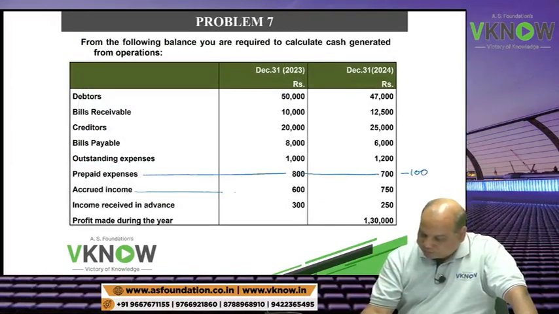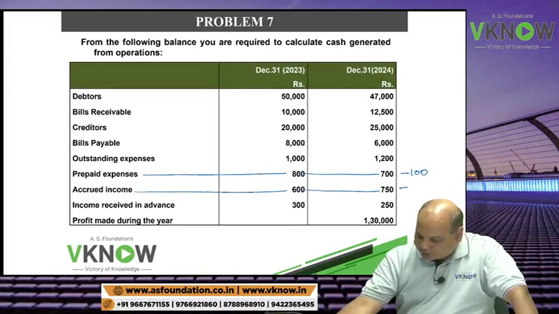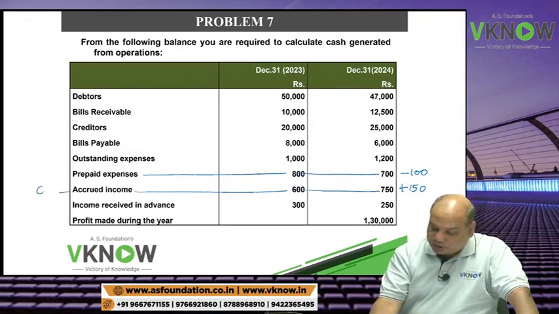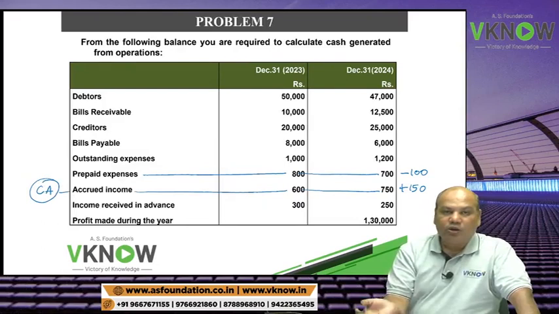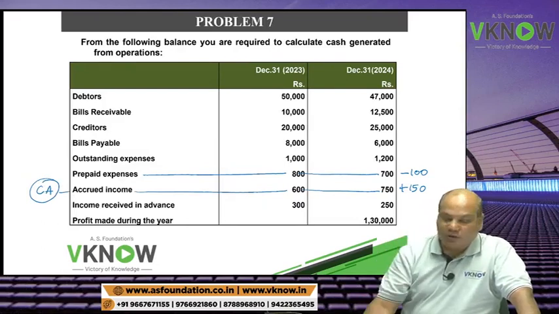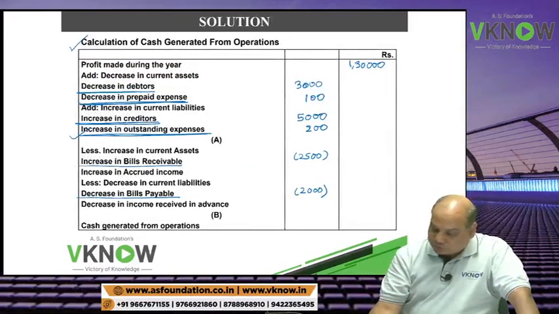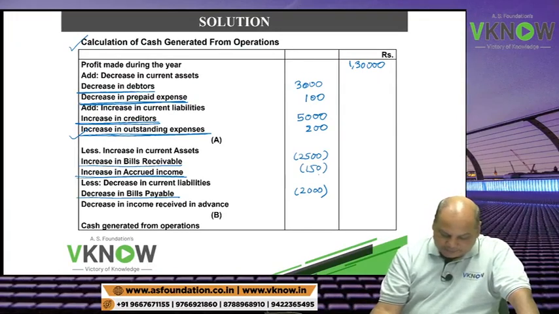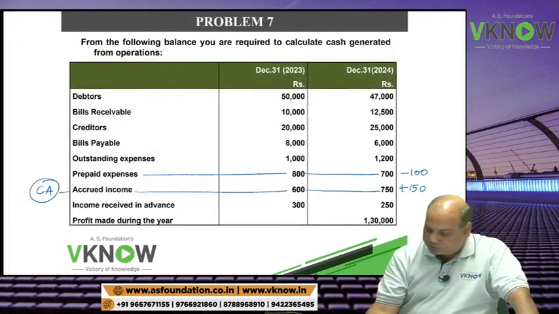Next is accrued income. Accrued income increased by 150. Accrued income is a current asset. Increase in current asset, decrease in cash flow. So we'll come to here, increase in accrued income is a decrease in cash flow, 150 in bracket.